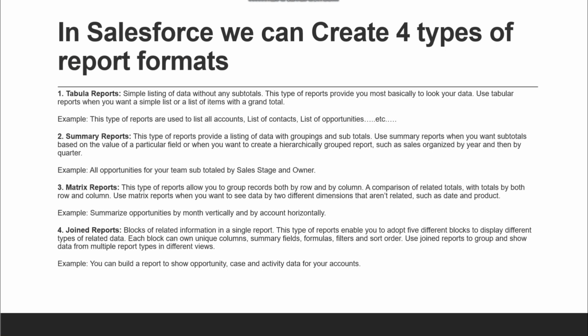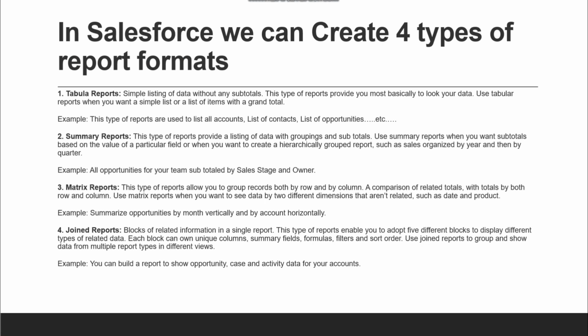So what is a tabular report? As it says, it is a simple listing of data without any subtotals. This type of report provides the most basic way to look at your data. If you want to look at a basic form of data, then you can use a tabular report. It is just a simple list of records and a grand total. For example, a list of contacts or a list of opportunities can be fitted into a tabular report.